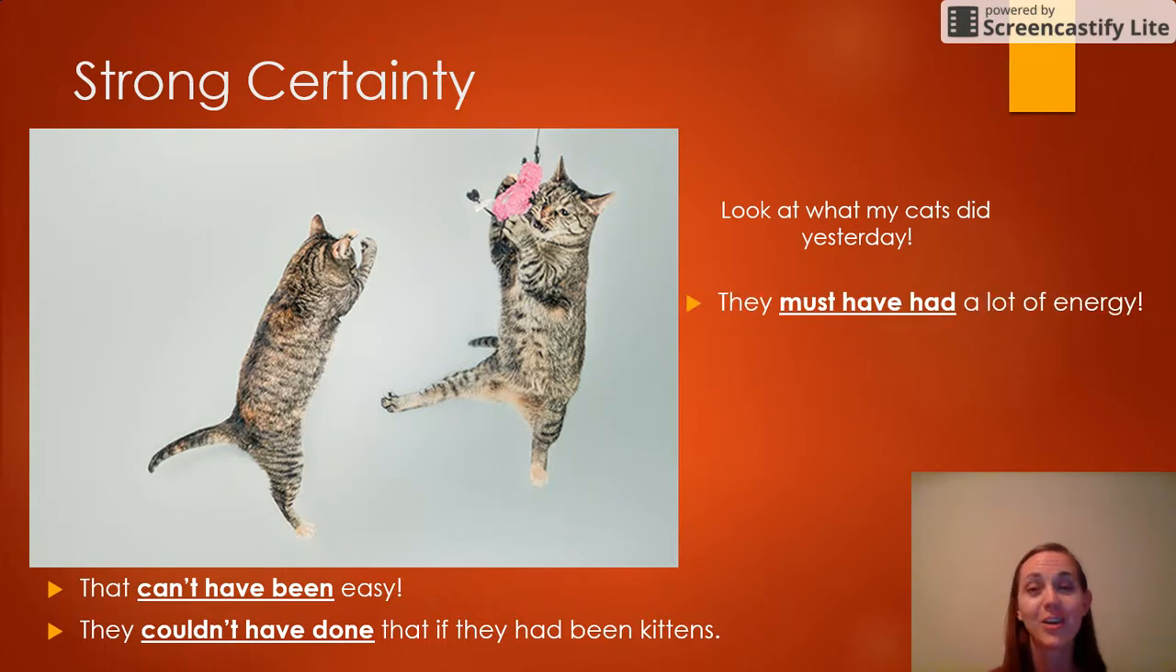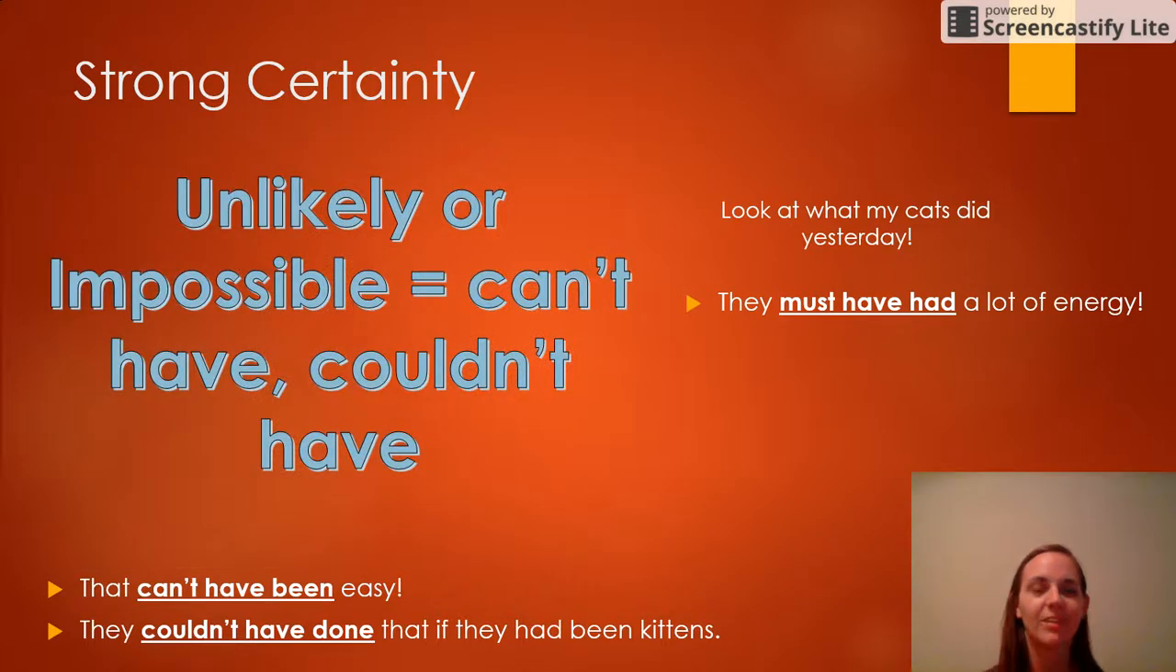I could also, just to reference back to our previous slide, say something like they must have had a lot of energy. Logical conclusion for this one. So something that's unlikely or impossible, we're going to be using that can't have or couldn't have.